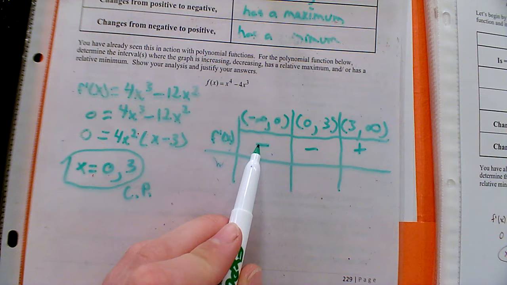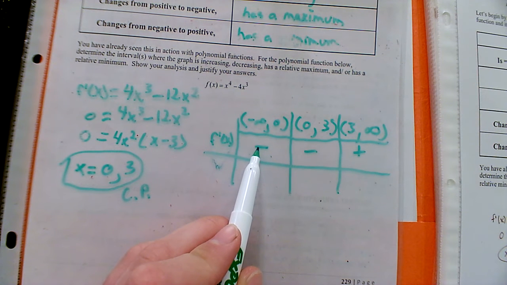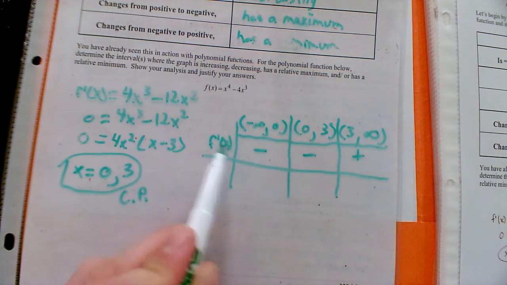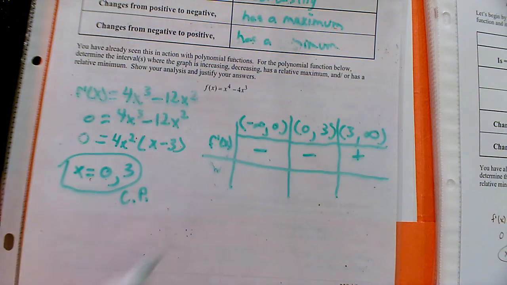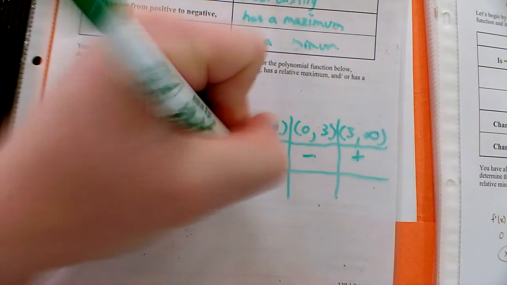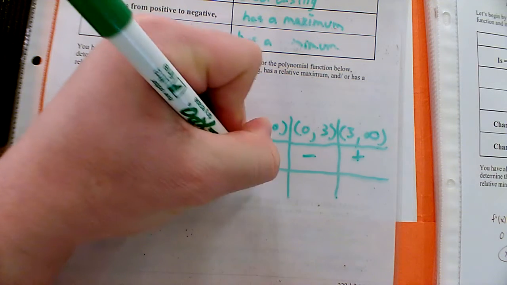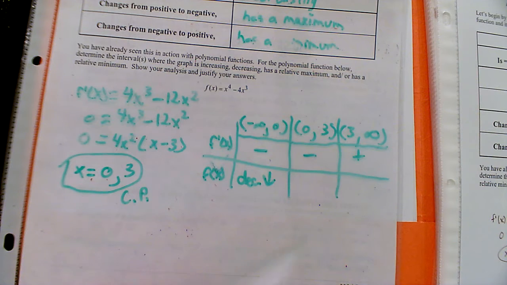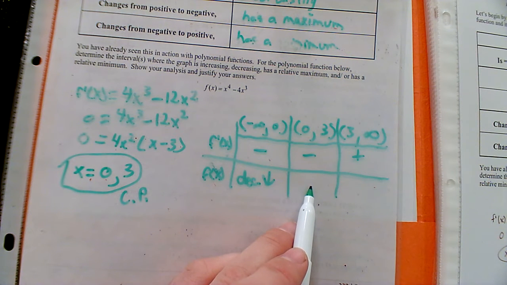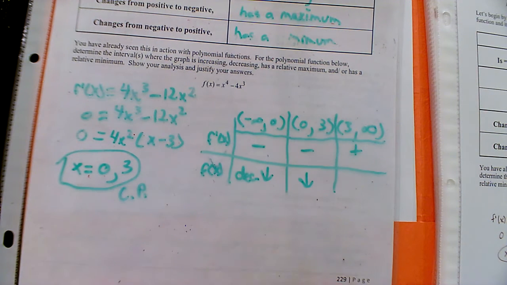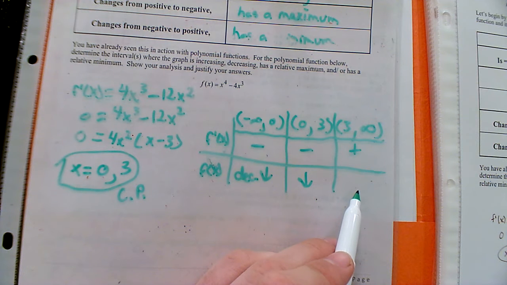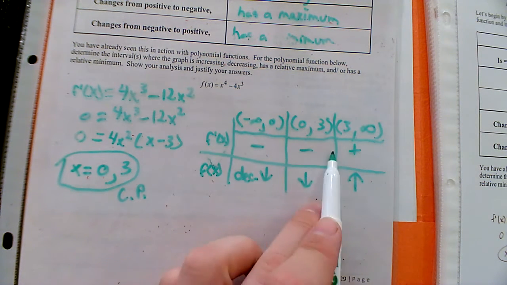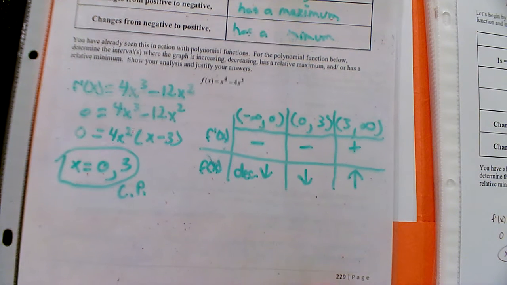So what does this tell us about our original function? Because this is all about the derivative here. What do we know about the original function? It's decreasing. So you can write decreasing, or you can put an arrow pointing down. What's happening in this interval? It's decreasing. What's happening in our last interval? Increasing. Again, we're talking about our original. From the derivative, we're able to tell what is happening with the original.